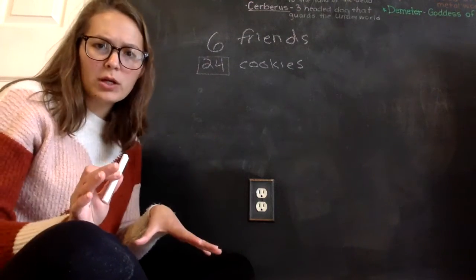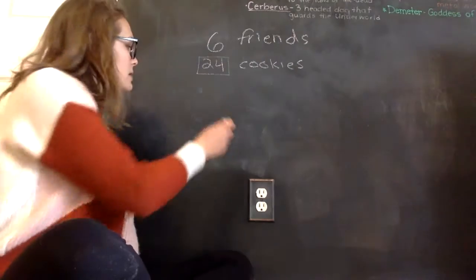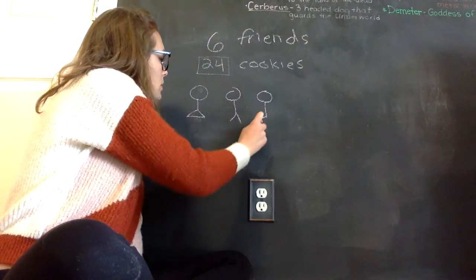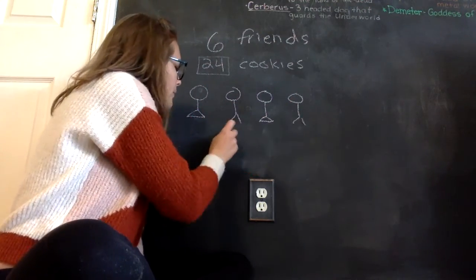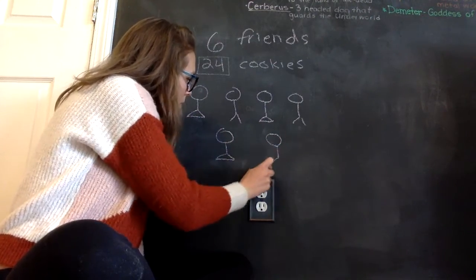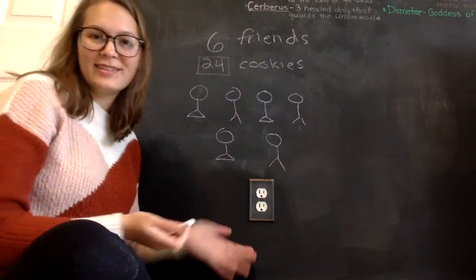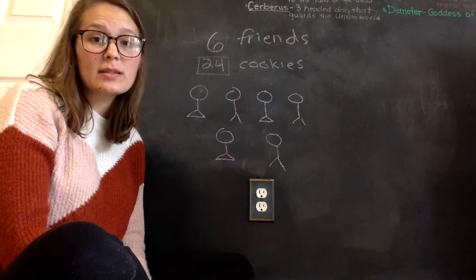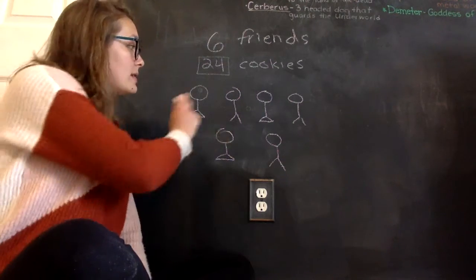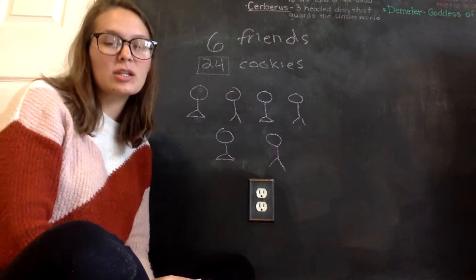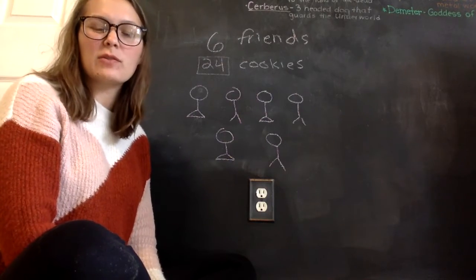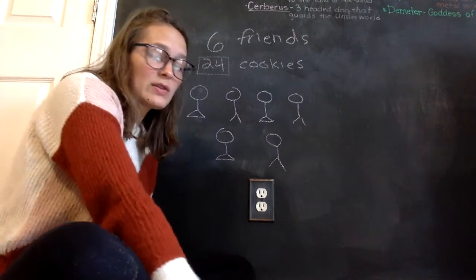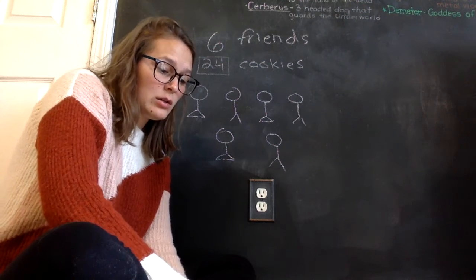I know that there are 24 cookies, and I know that there are 6 friends. So I'm going to draw the 6 friends. 1, 2, 3, 4, 5, 6. They look like people, right? Now I have my 24 cookies I have to split up. There are a few ways that you can do this. You can try and guess how many cookies each one would get, but guessing and checking can be dangerous because it might make you have to do a little bit extra work. So I'm just going to take my 24 cookies and give one to each person until we're used up with the cookies.